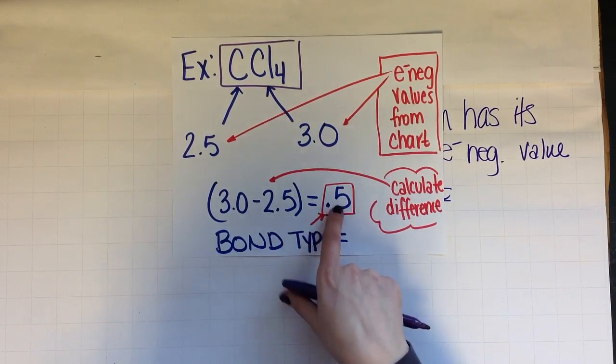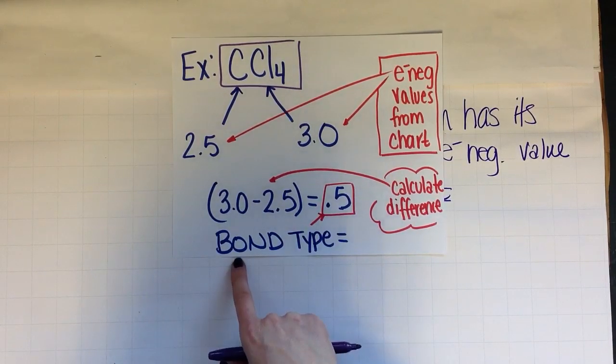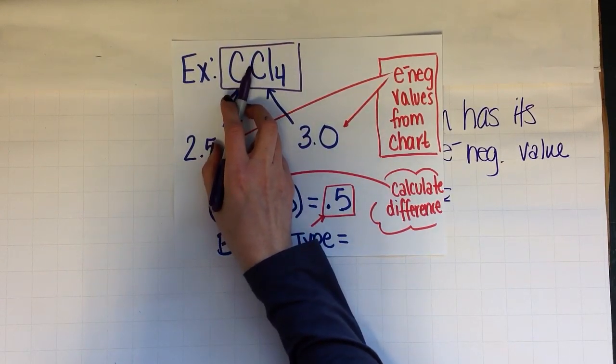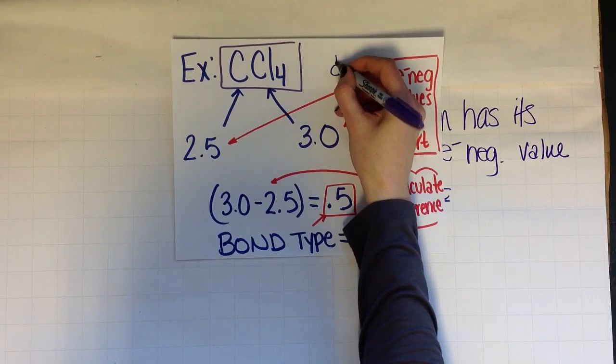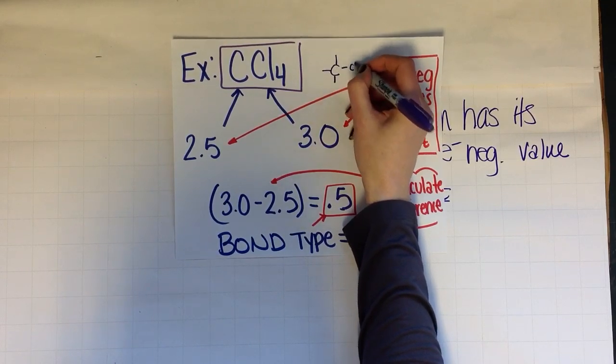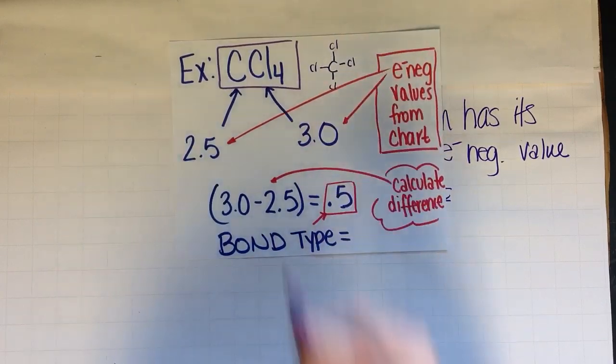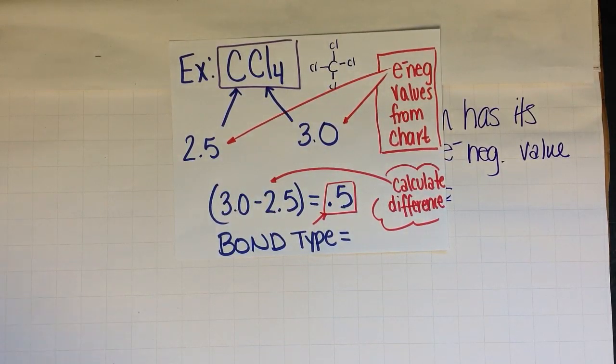Now, from this value, I can find something called the bond type. I can actually figure out what is the name of the bond that exists when carbon bonds to these 4 chlorines. What is the name of these bonds? The way we do that is pretty simple. We use this chart.